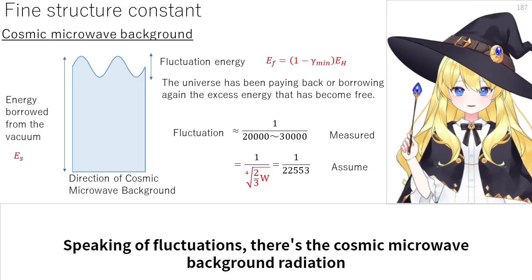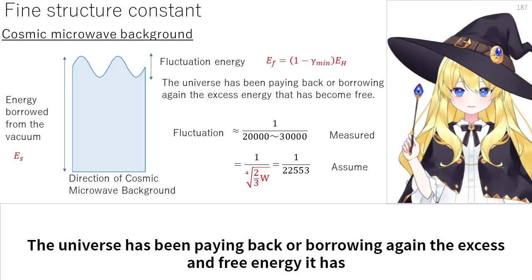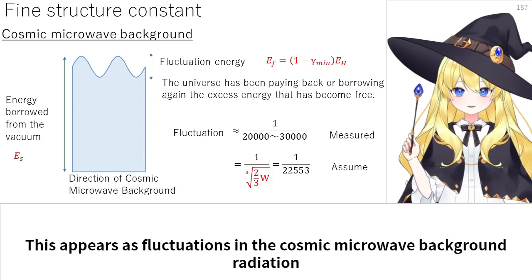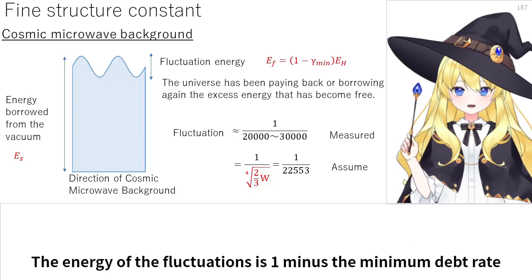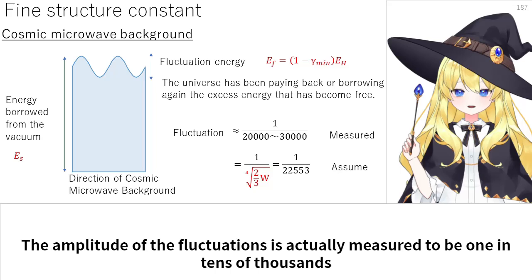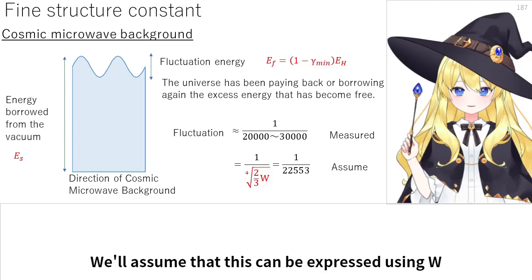Speaking of fluctuations, there's the cosmic microwave background radiation. The universe has been paying back or borrowing again the excess and free energy it has. This appears as fluctuations in the cosmic microwave background radiation. The energy of the fluctuations is 1 minus the minimum det rate. The amplitude of the fluctuations is actually measured to be 1 in tens of thousands. We'll assume that this can be expressed using W.